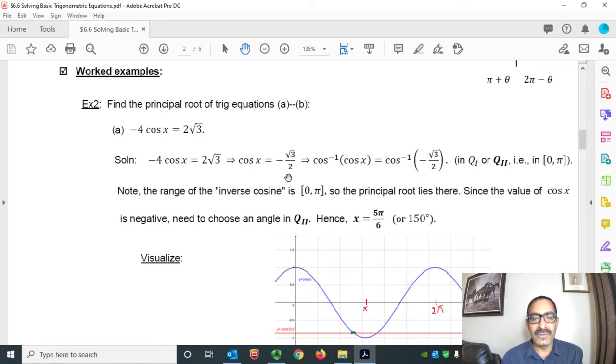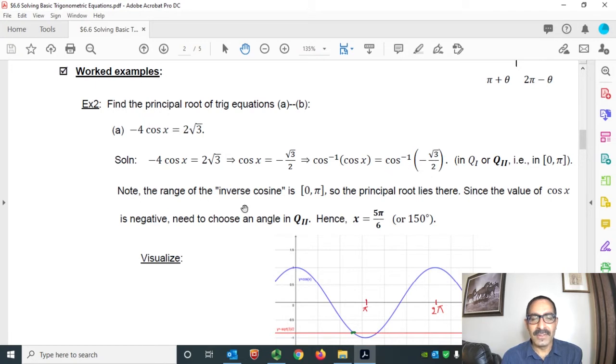So now let's ask ourselves: what angles does cosine give us negative radical 3 over 2? That means cosine is negative in the second quadrant and third quadrant. But the range of inverse cosine is 0 to pi, which means it's not in the third quadrant. So I have to pick an angle in the second quadrant.